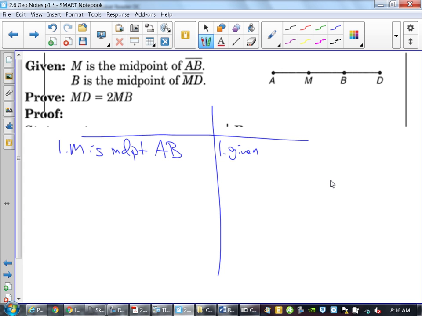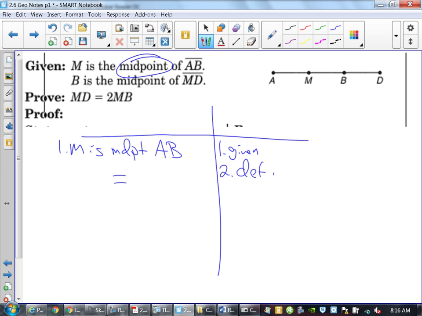According to your progression sheet, what does it say to do when you have a midpoint? What does it say in your sheet? Segment equals segment. So it tells me that since I have a midpoint, I have to use segment equals segment. So I know I'm going to have to get something equal here. And what's going to be the reason that I do that? Look at your progression sheet. I'm using midpoint. It's going to say segment equals segment. What's going to be the reason? Definition of the midpoint.